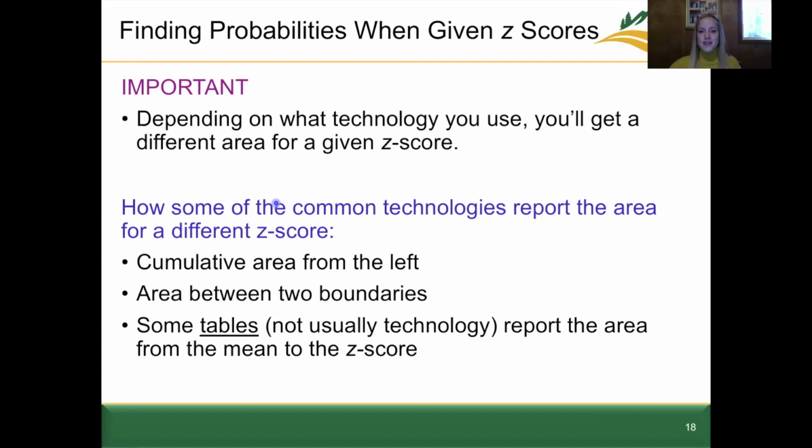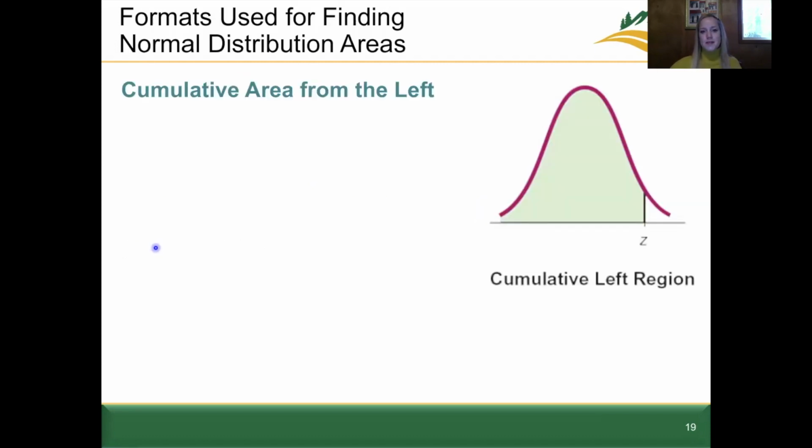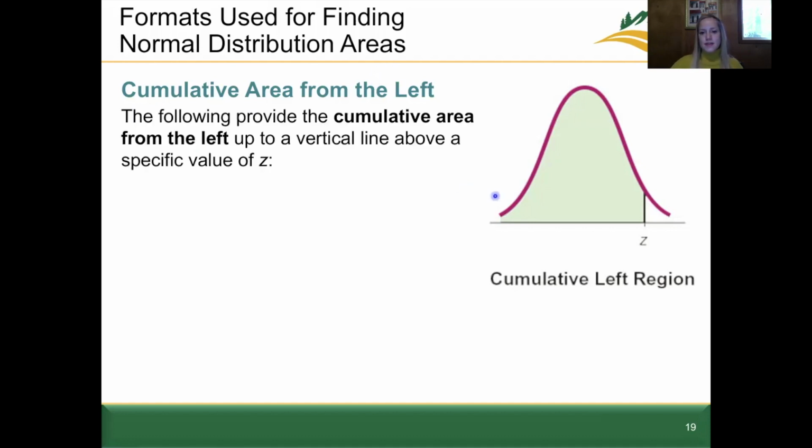So essentially the takeaway from this slide is that depending on what technology you use, you need to be clear on what value you're getting. What's the meaning of that value? Now, if the meaning of that value is the cumulative area from the left, as we talked about for Table A2, that means that we're getting this cumulative area here from the left-hand side of the curve all the way up through some specified value of z, our z-score.